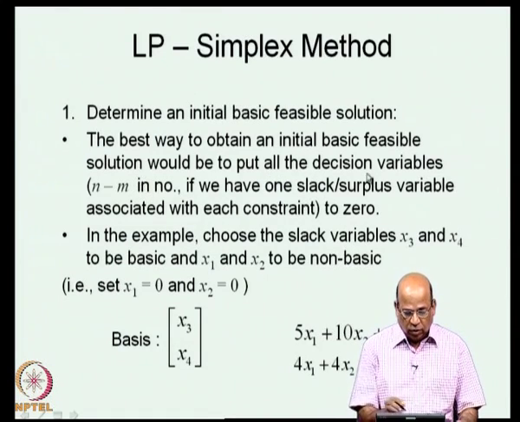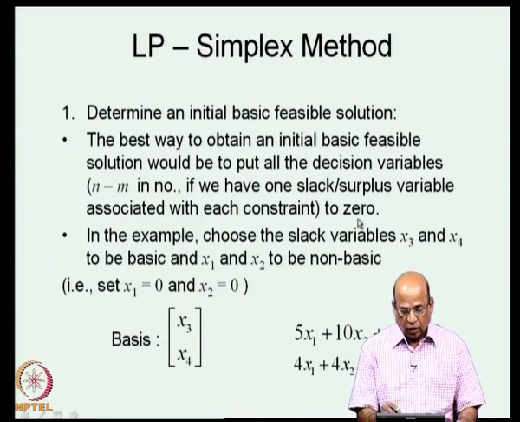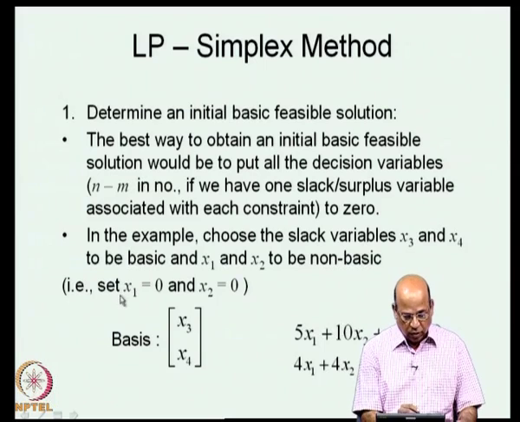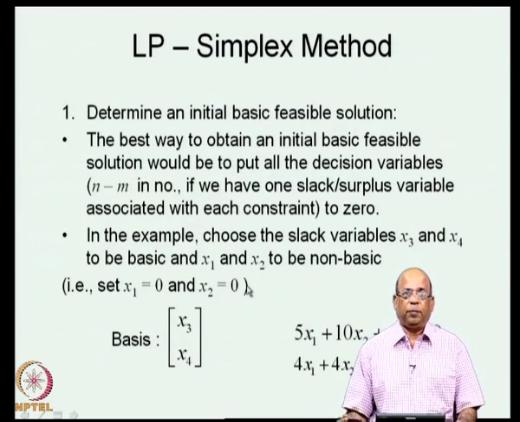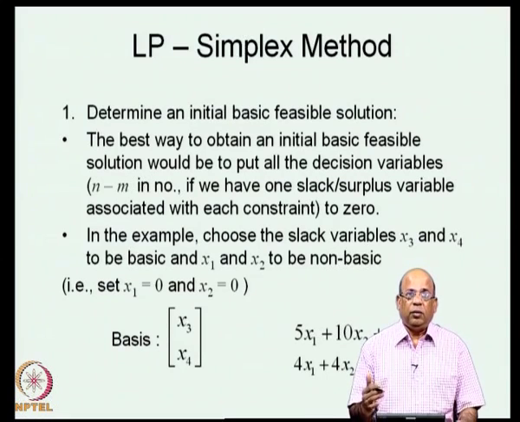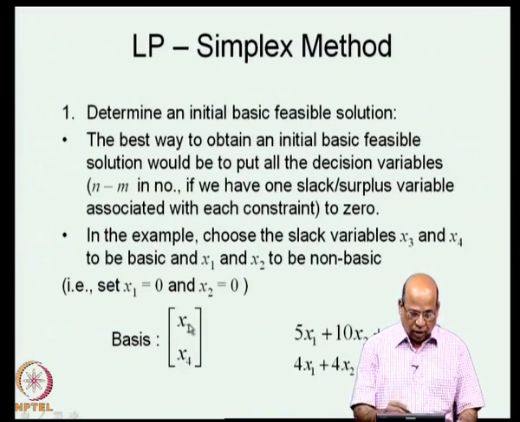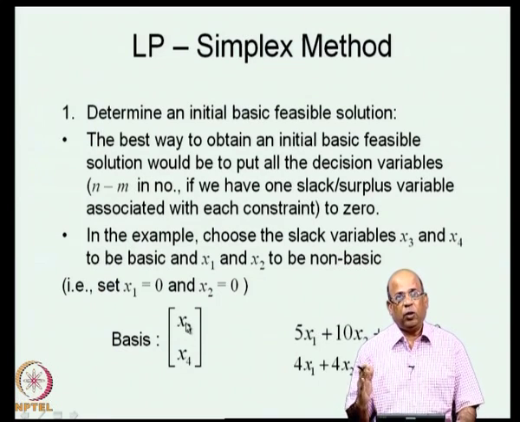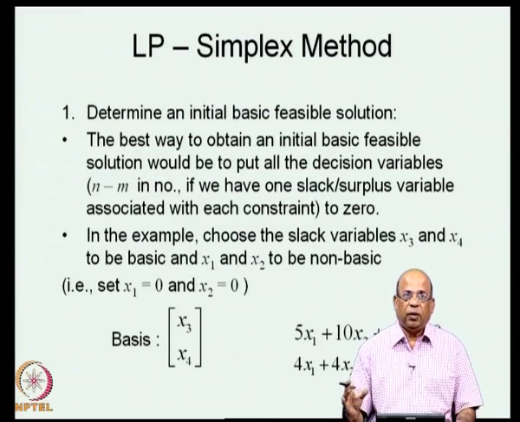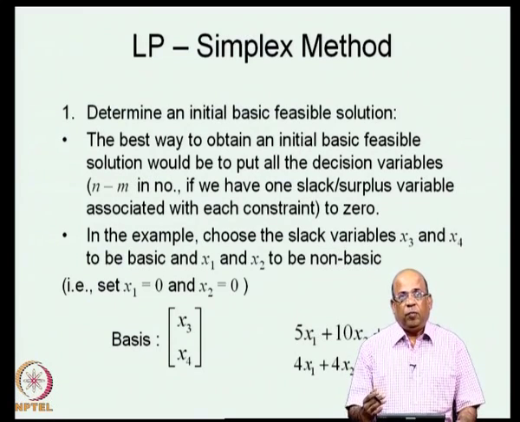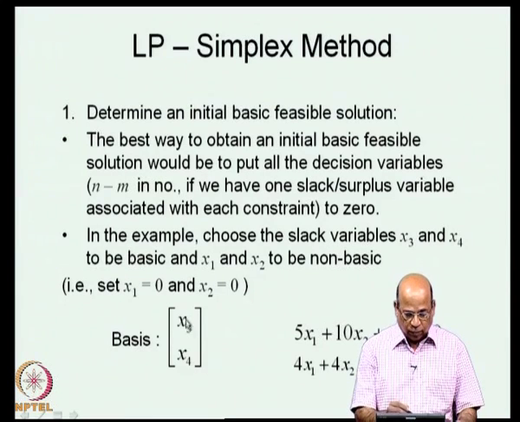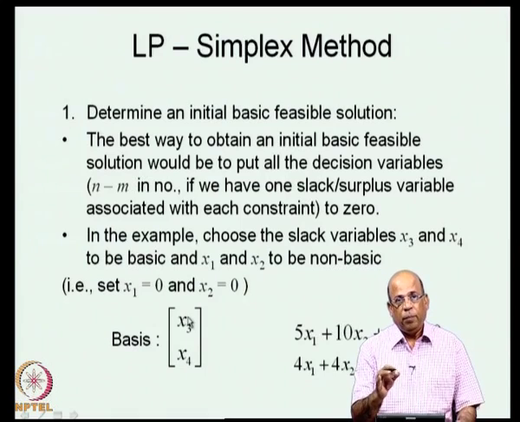So, you are setting all the original decision variables, n minus m variables, to 0. In this example, we set x1 equal to 0 and x2 equal to 0. These variables which have been set to 0 will be non-basic variables, and we obtain the basic variables as x3 and x4. So, x3 and x4 are the variables in the basis. This is called a basis, which constitutes a vector of basic variables.